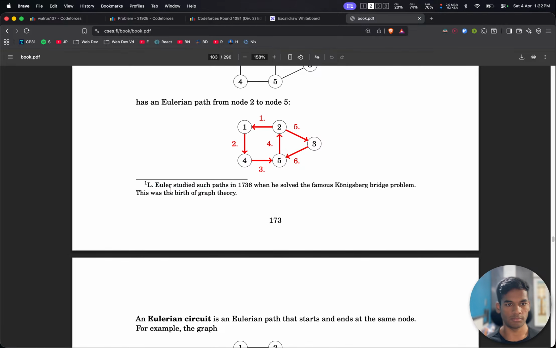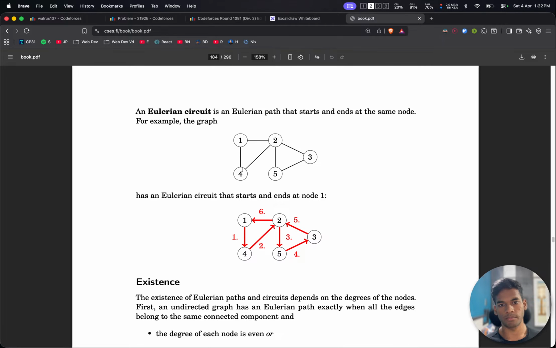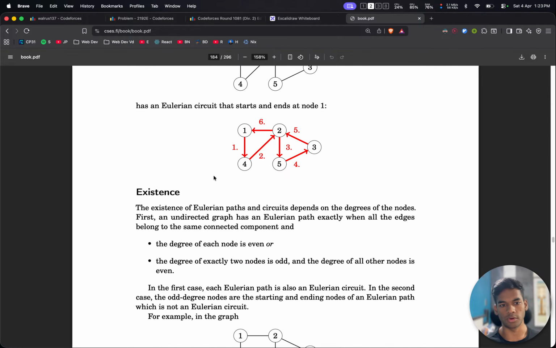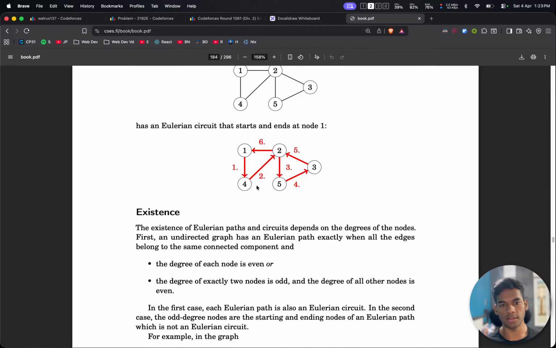Named after Leonhard Euler. An Eulerian circuit is an Eulerian path that starts and ends at the same node. For example, this one. We can start from 1, or we can start from 4 also. We can start from 4, go to 1 to 2, 3, 5, 2, and then back to 4. So we started this path from 4, went through all the edges, and ended back up at 4. Something like this is called an Eulerian circuit, because the start and end point are the same.